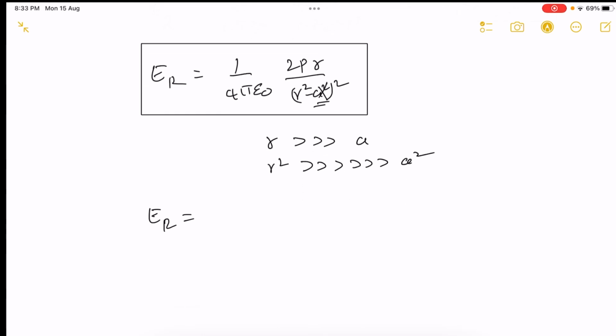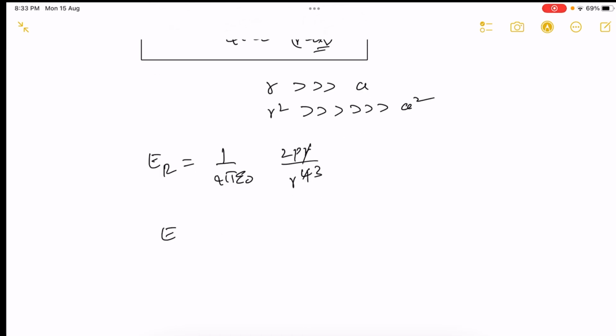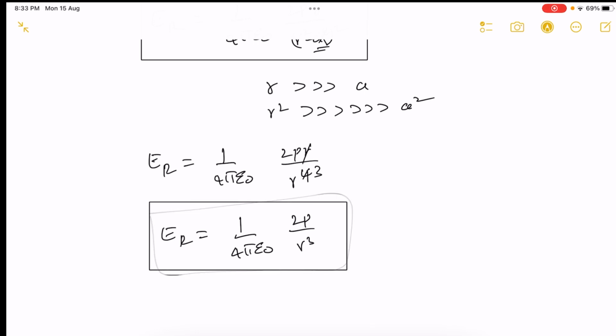For this condition, we get 1 by 4 pi epsilon naught 2pr by r square whole square, that is r power 4. So here r by r power 4 is 1 by r cube. So E resultant is equal to 1 by 4 pi epsilon naught 2p by r cube. So this is the formula for electric field intensity due to a dipole on the axial line.